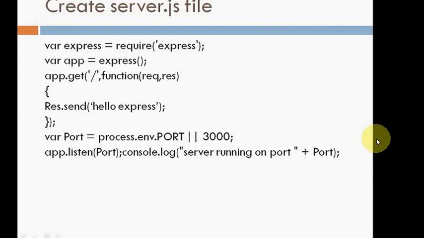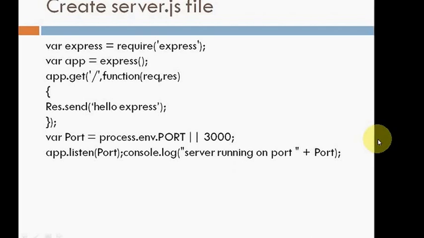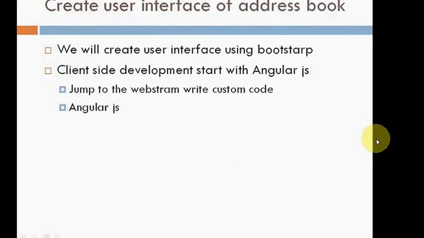Next step, we need to create a server.js file. We will create our web server, where we can open the server on port 3000 running our web server. And later we will create an interface using Bootstrap, and client-side development starts with AngularJS.